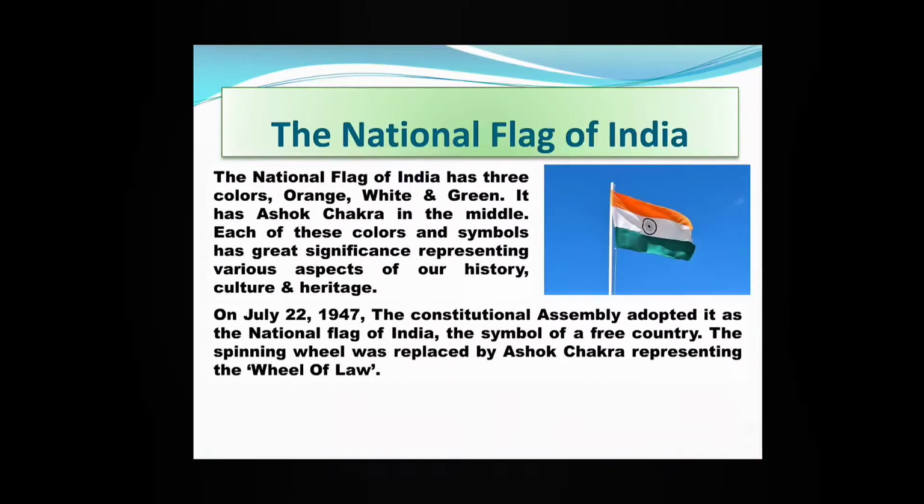First of all, we are going to learn about the national flag of India. The national flag of India has three colors. They are orange, white and green. And each of these colors has its own significance. The deep orange or kesari is the color of courage and strength. Our country has a glorious history of courage and conviction.